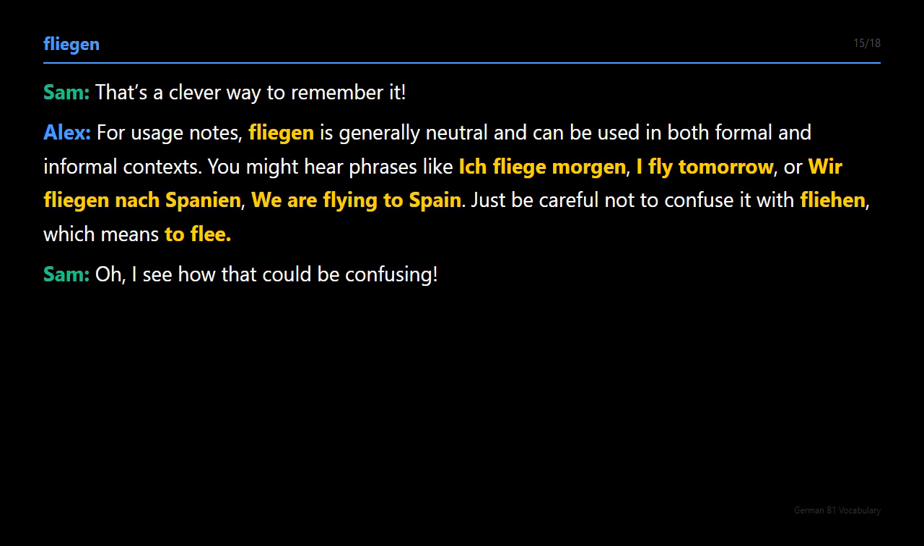For usage notes, fliegen is generally neutral and can be used in both formal and informal contexts. You might hear phrases like, Ich fliege morgen, I fly tomorrow. Wir fliegen nach Spanien, we are flying to Spain. Just be careful not to confuse it with fliehen, which means to flee. Oh, I see how that could be confusing.